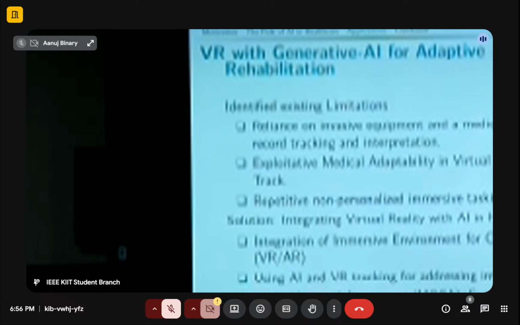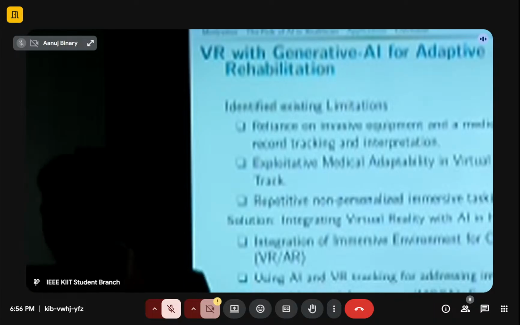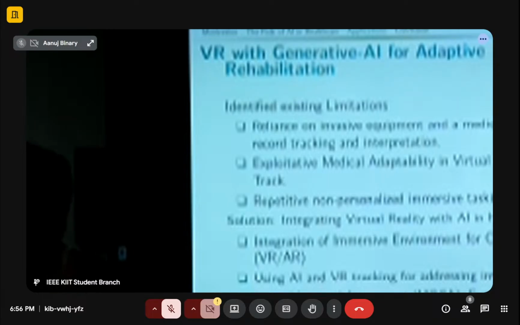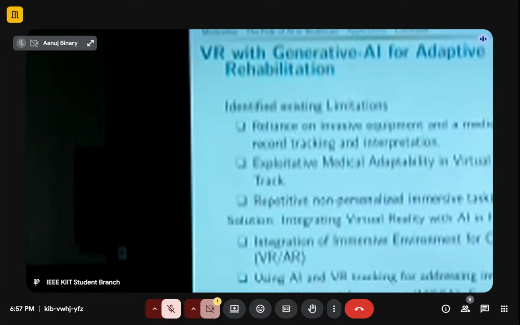Suppose someone has had a stroke and some part is paralyzed. I'm just giving an example. When you go to the hospital, the doctors will do some traditional treatment, physiotherapy and all. This is repetitive. Every time there is a schedule, you have to go and do it, and there is no change in the process. Someone is paralyzed but still has to go physically to the hospital for treatment.